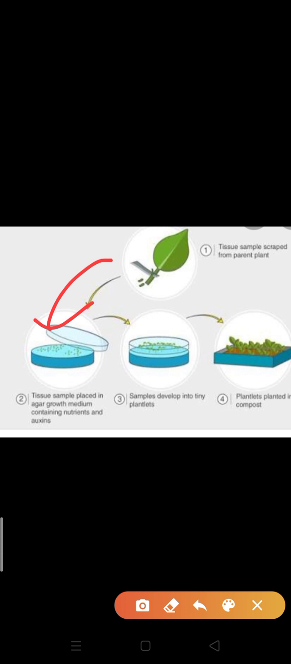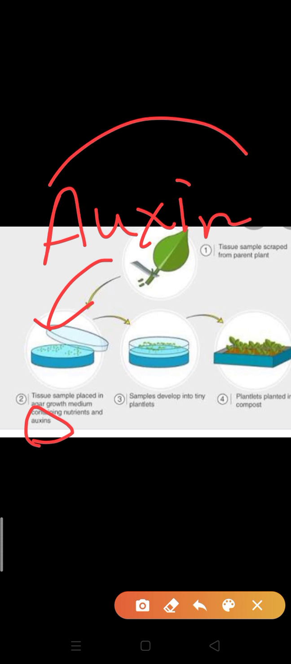Second step, the tissue sample is placed in agar growth medium containing nutrients and auxin. Beta 1 chapter is deleted from your syllabus, but in that also auxin was introduced. Auxin is a kind of plant hormone which is very important for the growth of a plant. Auxin, gibberellin, cytokinin, abscisic acid, these are plant hormones and have different functions in plant growth.